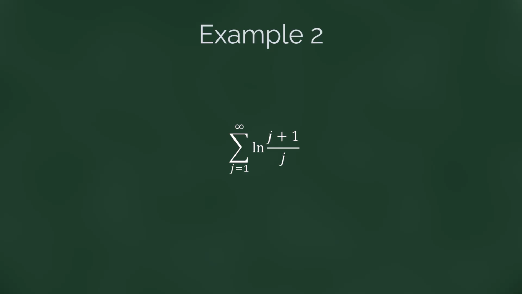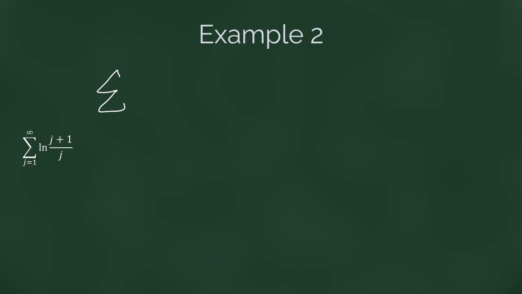We'll wrap up with one more example. The sum from j equals 1 to infinity of the natural log of j plus 1 over j. Now again, like the last one, at first glance, you might wonder, how is this telescoping? There's no subtraction in there. What's going to cancel? But if we rewrite this using what we know about logarithms, we might start to see what's going on here. So we have j plus 1 over j.